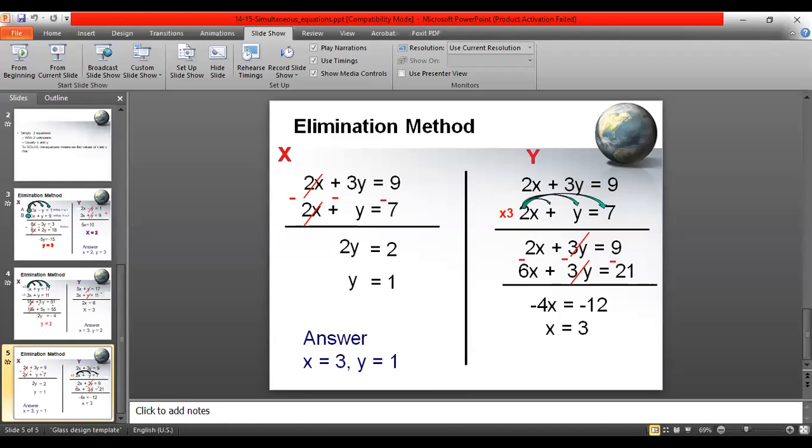Okay, I hope you understood simultaneous equations. The second lesson is going to be solving simultaneous equations graphically.